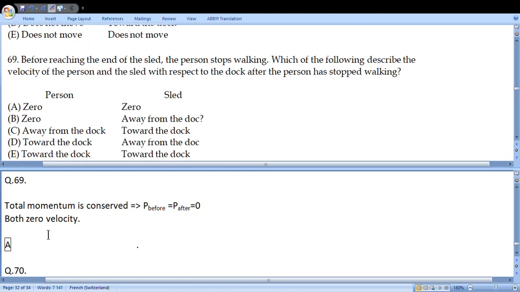Here I used conservation of momentum. Before, the momentum was 0. After, it should also stay 0. So the person doesn't move. It means that the sled also should not move, and total momentum will be 0. So 0, 0, A.